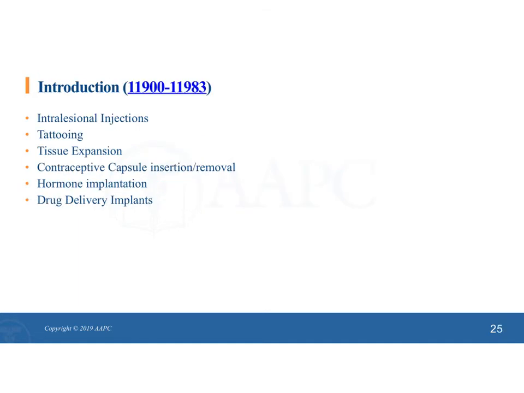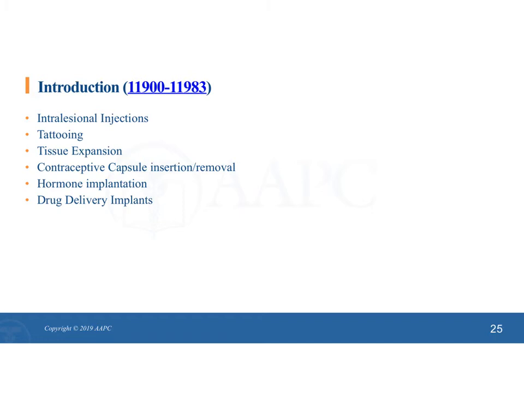The introduction category contains codes for intralesional injections, tattooing, tissue expansion, contraceptive capsule insertion or removal, and hormone implantation. Lesions are injected for conditions such as acne, keloid scars, and psoriasis. They are selected according to the number of lesions injected. Tattooing may be used to disguise scars or birthmarks and is coded based on square centimeters covered.